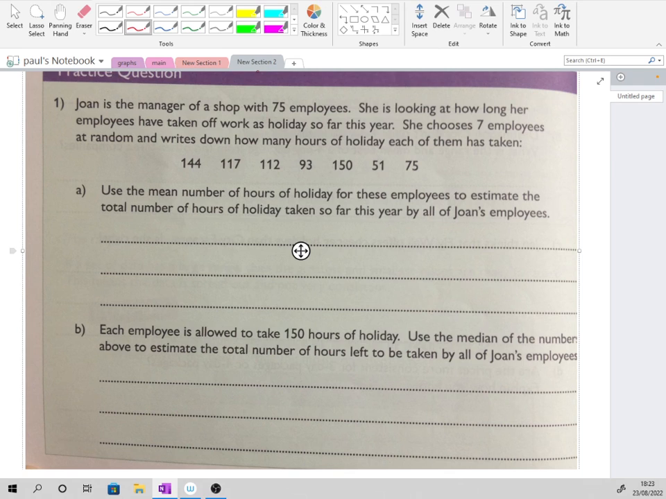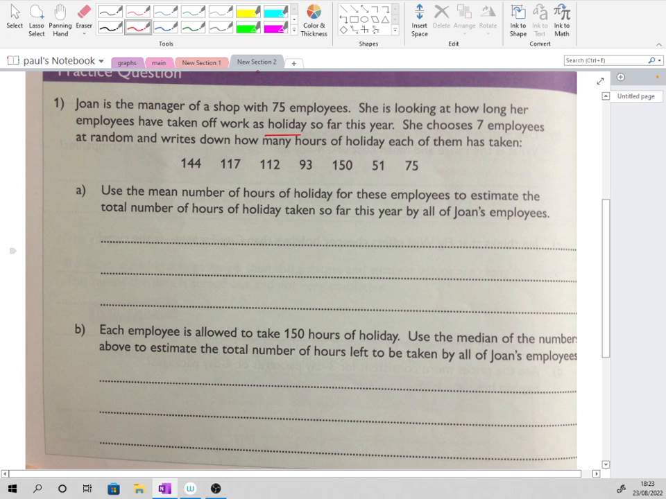Alright, so pause, now we go at all these things. So let's have a look at this. Joan is the manager of a shop with 75 employees. She's looking at how long her employees have taken off work as holiday. So far, she chooses 7 employees at random and writes down how many hours of holiday they've taken. So there are the 7 values. Use the mean number of hours of holiday for all these employees to estimate the total number of hours of holiday taken so far this year.